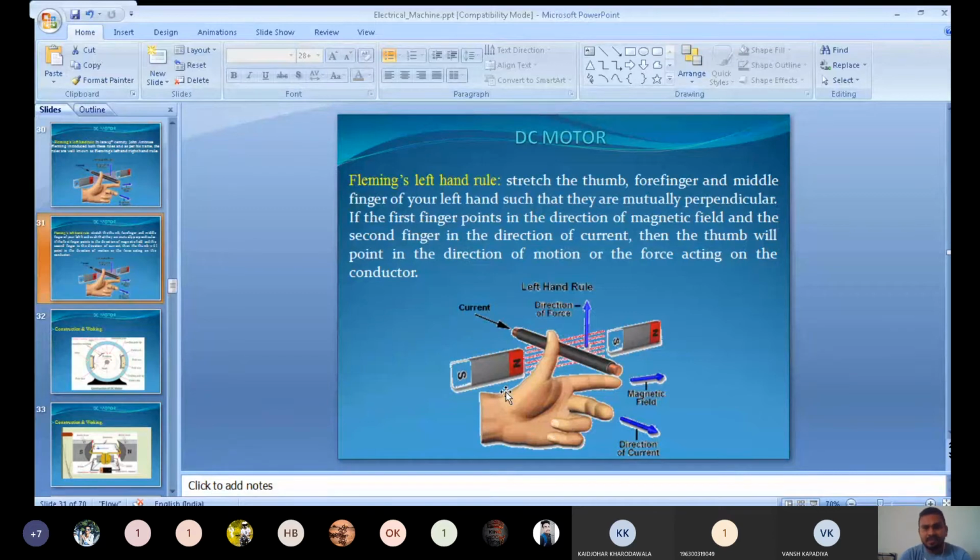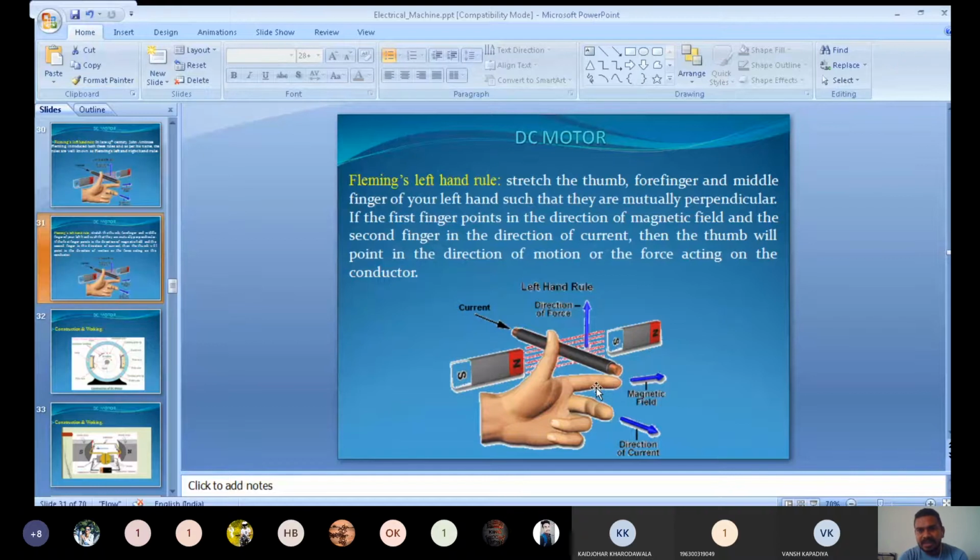If the first finger represents the direction of magnetic field, this is the first finger. The direction of magnetic field is the magnetic flux coming from the N pole and going towards the S pole. So the direction of magnetic field is from N pole to S pole, and this first finger represents it.